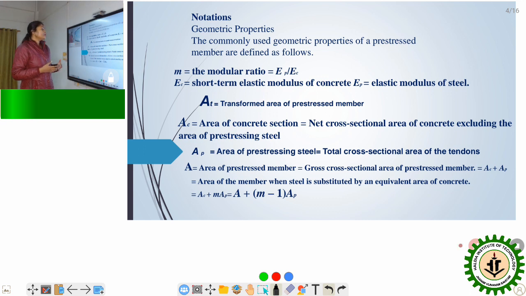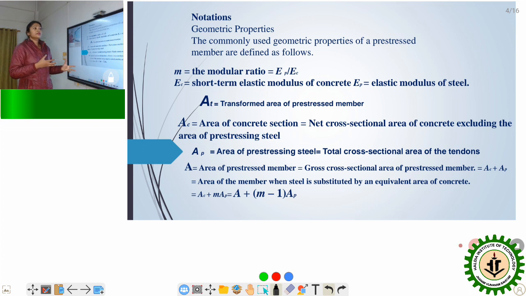Now we can actually transform it to the transformed section. How? The area of the pre-stressing steel can be transformed to an equivalent concrete area. So how are we going to transform it? We will be transforming it using the modular ratio. So for the modular ratio, AC plus M AP will be giving us A plus M minus 1 into AP, which gives the transformed section.